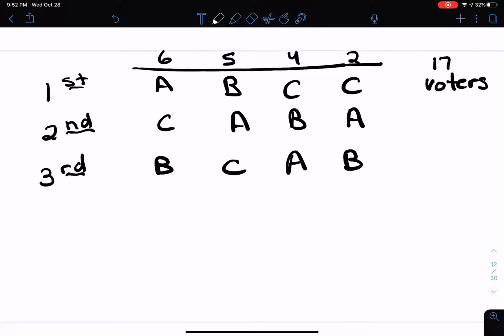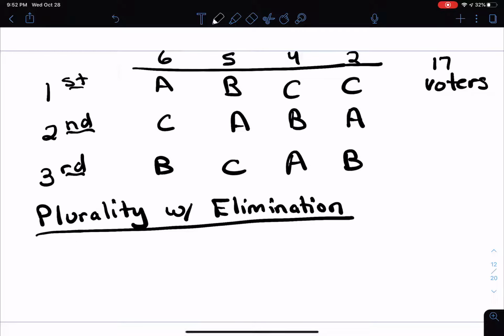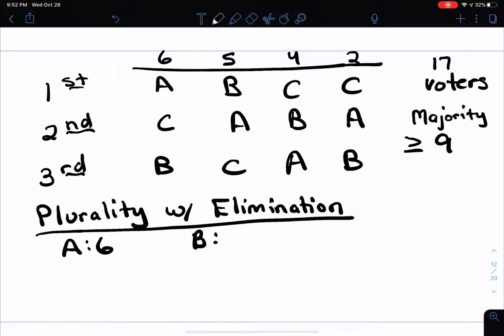All right, so first let's see who would win by plurality with elimination. With plurality with elimination, we look at first place votes, and we want to see if anybody has the majority. Half of 17 is 8.5, so majority would be 9 or more. A has 6 first place votes, B has 5, C has 6. So nobody has the majority.